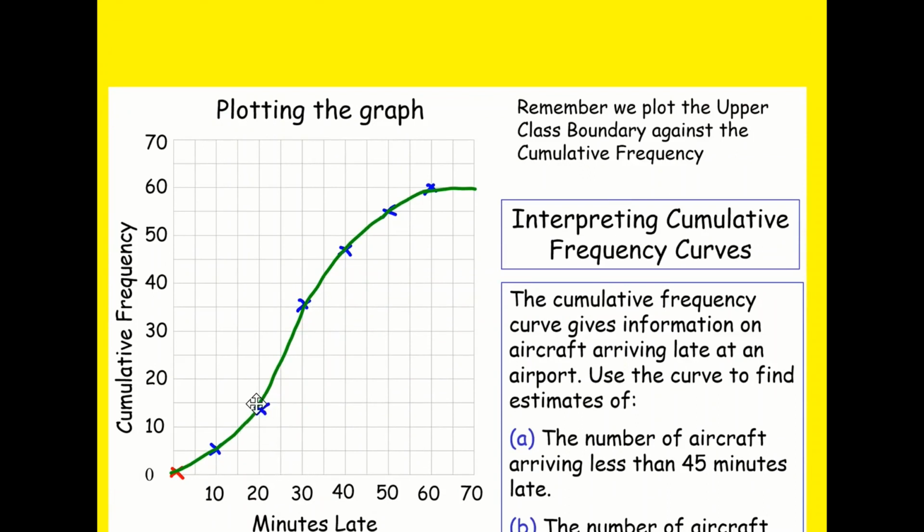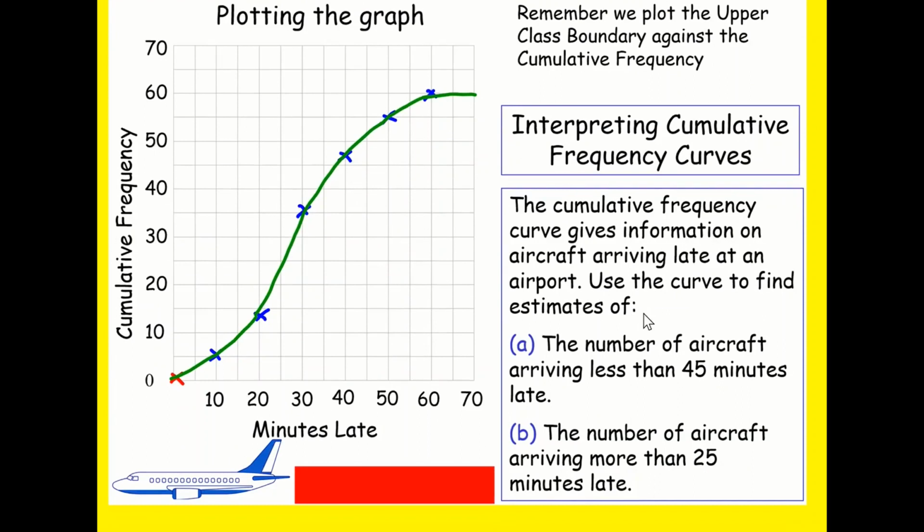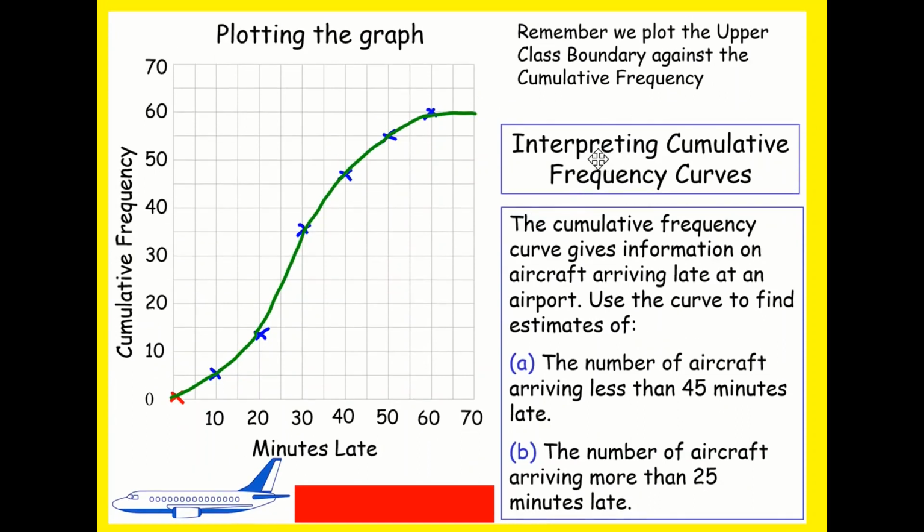Well, I have to rely on this cross, but once I've got my graph, I can look at how many planes are less than 25, and that's what we're going to do now. So we can interpret cumulative frequency graphs, and these are estimates really, because we don't know that it's going to make this nice smooth trajectory upwards. We're assuming that's the case, but it's still a reasonable estimate to make.